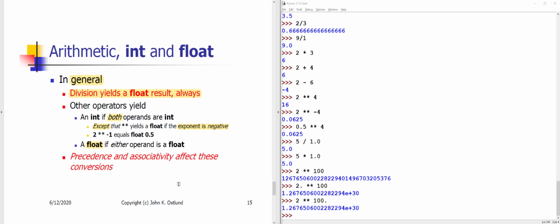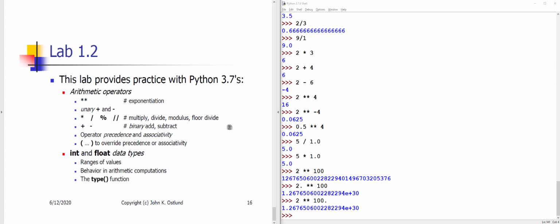All right. So that gets us to the conclusion of our introduction of the remaining arithmetic operators and also the two most common data types when you're doing arithmetic, either int or float, as well as using the type function. And Lab 1.2 will give you some practice and experience with this information.